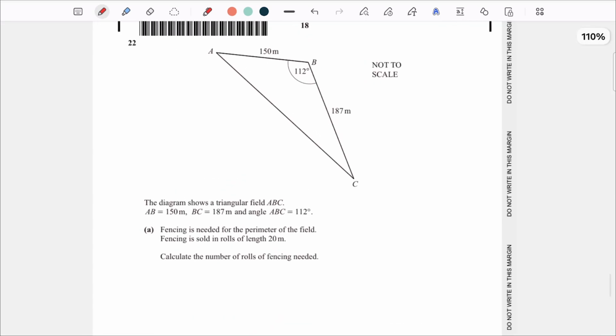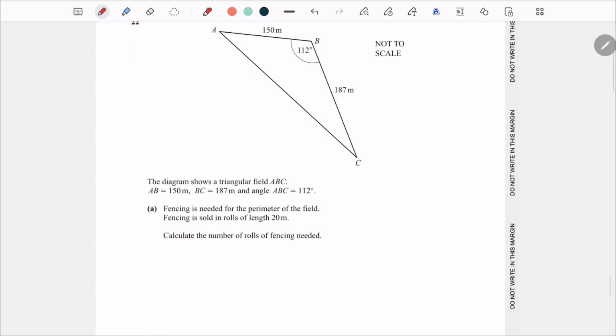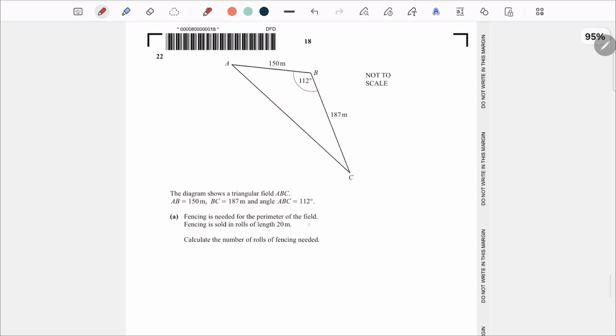Now in question 22, it shows a diagram. Diagram shows a triangular field ABC. AB is 150, BC is 187, and angle ABC is 112. Fencing is needed for the perimeter of the field. Fencing sold in rolls of length 20 meter. Calculate the number of rolls of fencing needed.